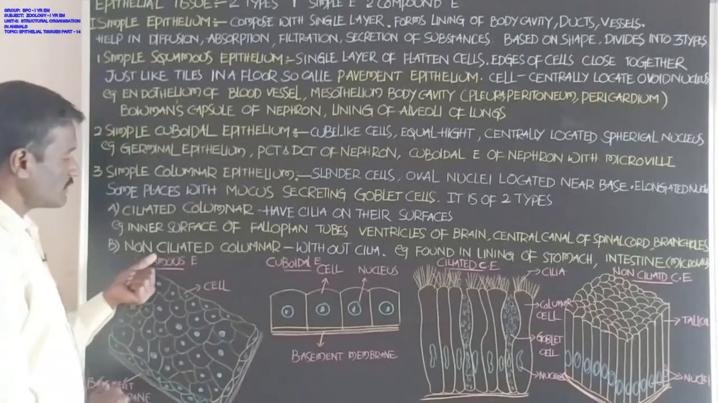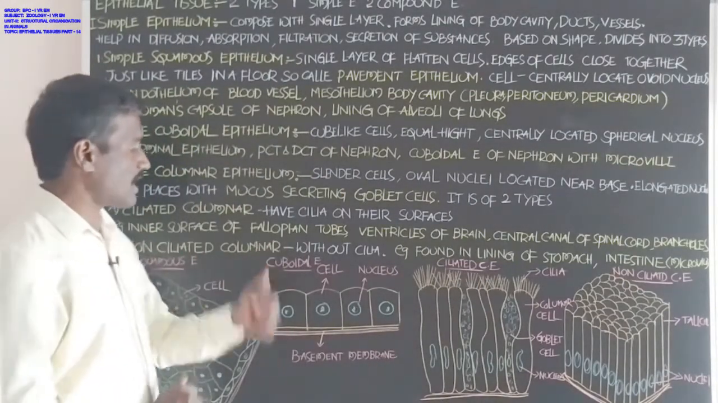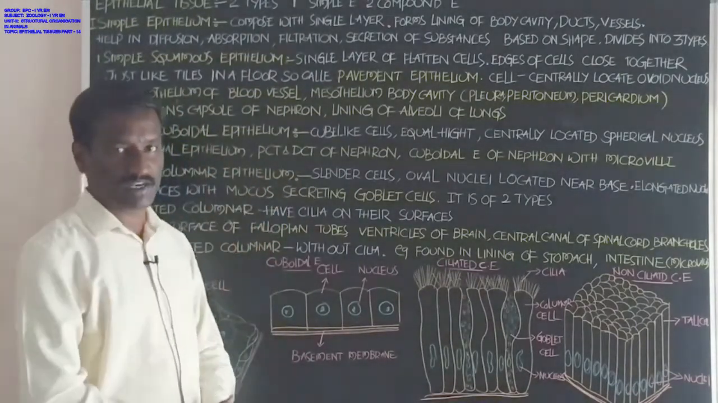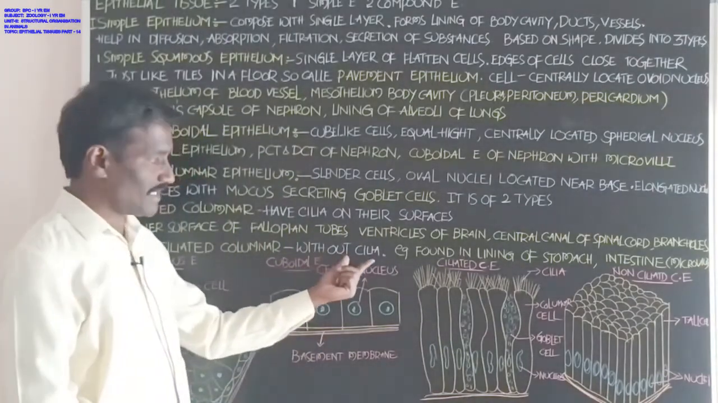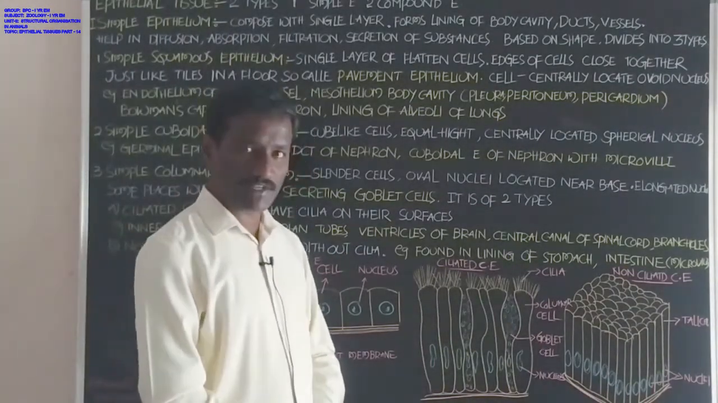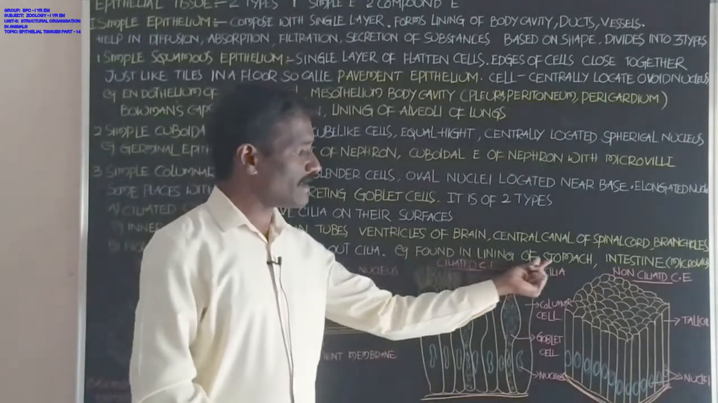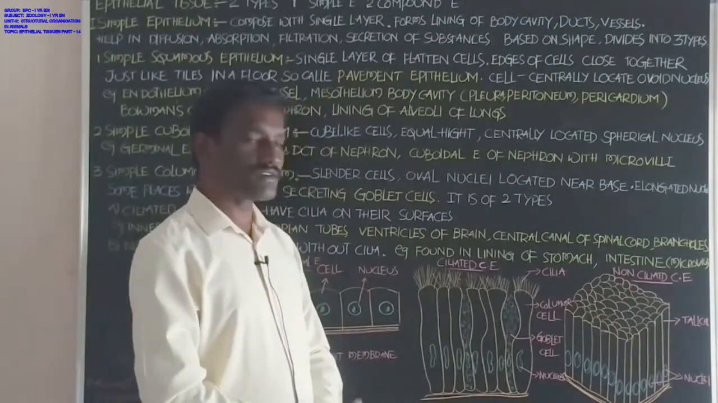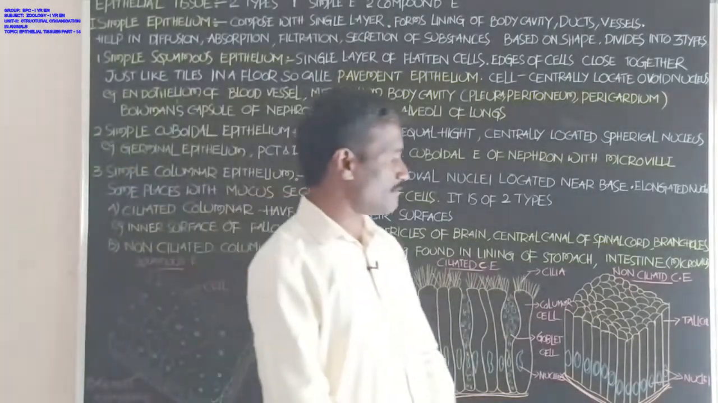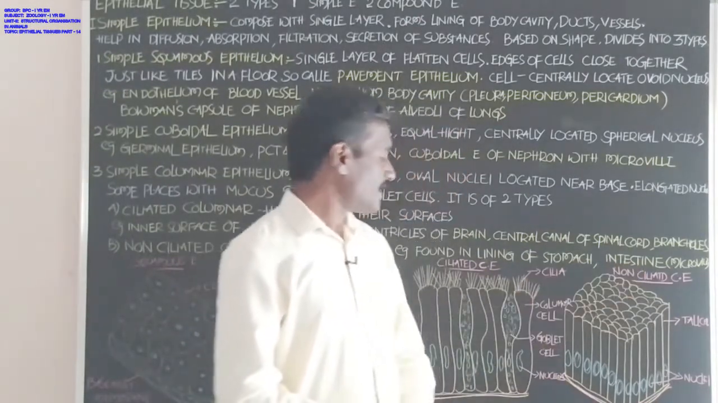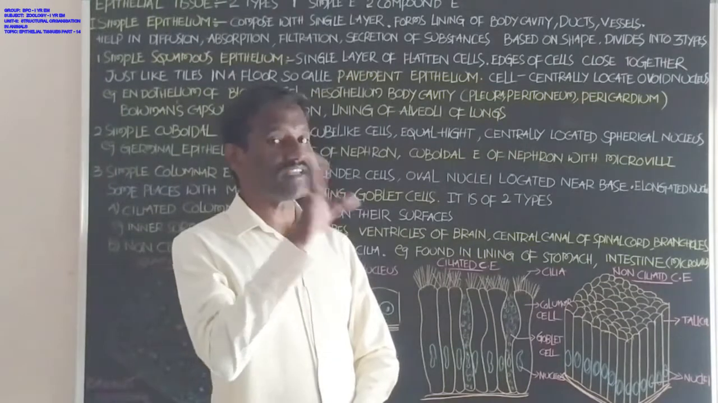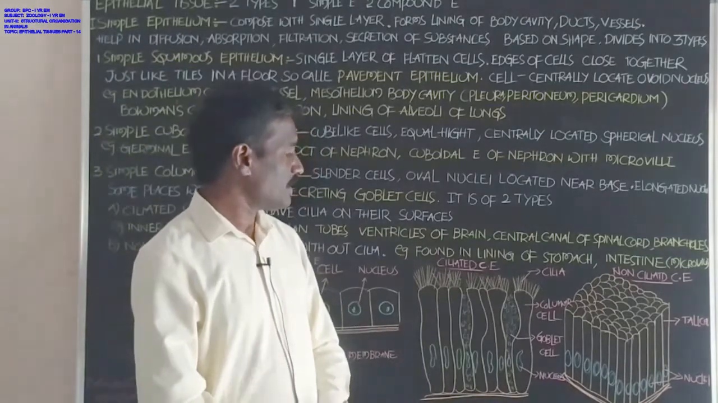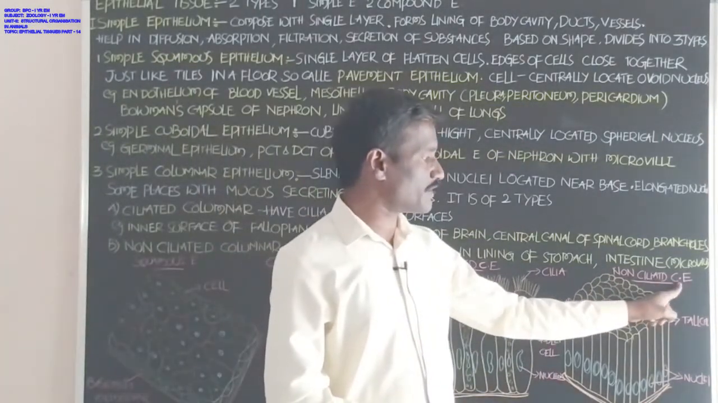Next, students, non-ciliated columnar epithelium. In this, cilia are absent on the surface of the cells. Where is it present? It is found in the lining of the stomach. The stomach in animals is lined with non-ciliated columnar epithelium, and the lining of the small intestine in animals is also non-ciliated columnar epithelium.